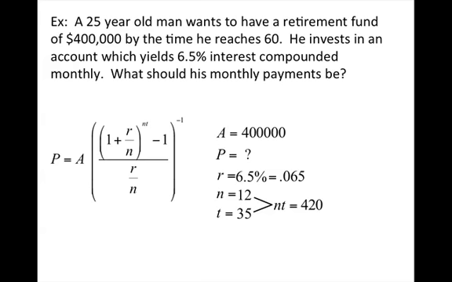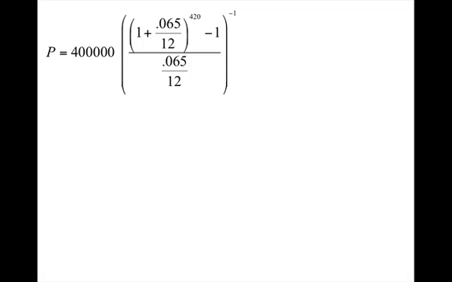So plug these into your formula. So I get P equals 400,000 times ((1 plus 0.065 divided by 12, all raised to the 420th power, that's being subtracted by 1, and then I divide by 0.065 divided by 12). After I do that division, I raise that parenthesis to the -1 power. And then I take that answer and multiply by 400,000. So let's look at this on the calculator.